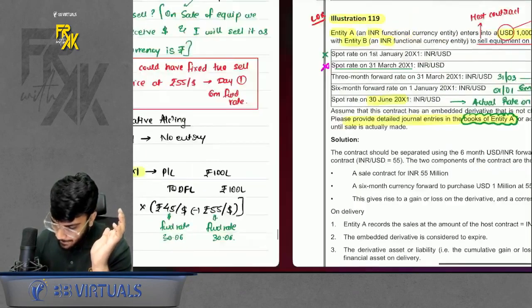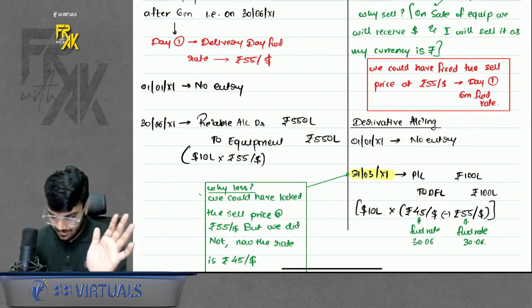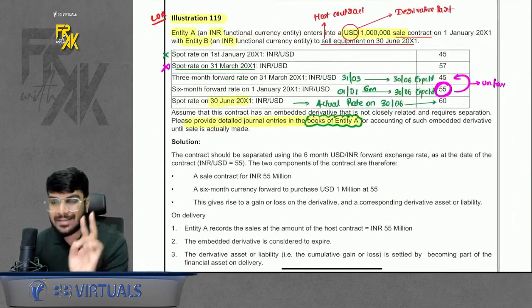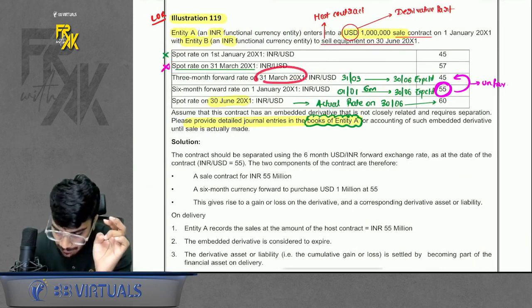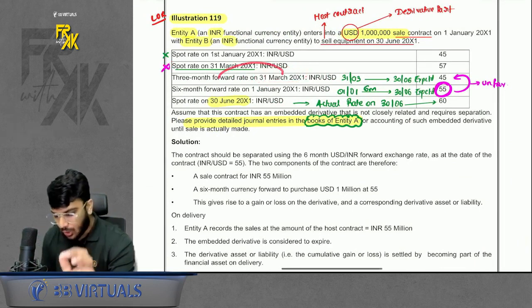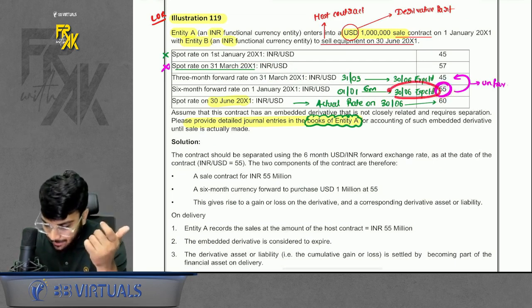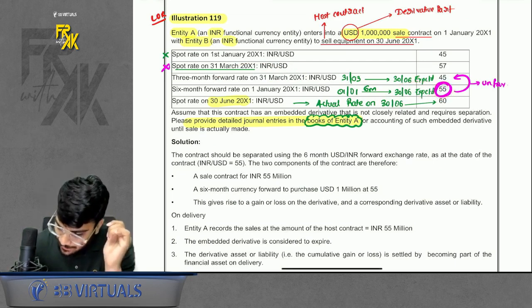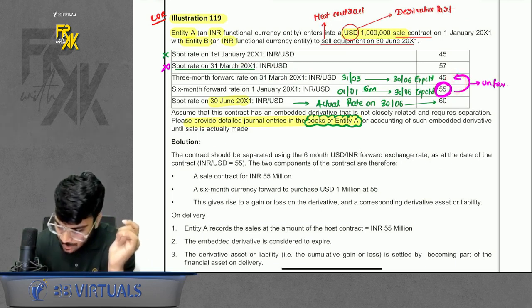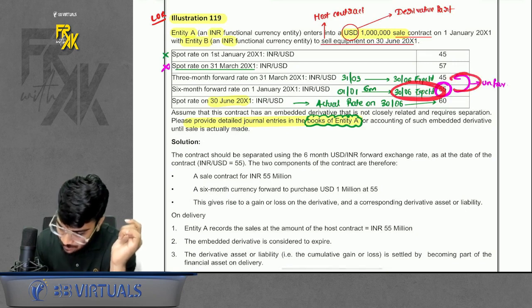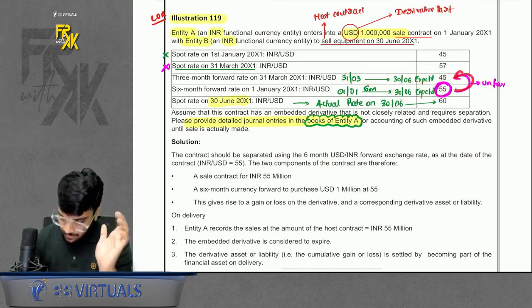How to compare? If you wanted, you could have fixed the selling price at 55. You did not fix it. Now two rates are given for 31st March. One is the 31st March spot rate and one is the 3-month forward rate for 31st March. Do remember, you are comparing 55. What is 55? It is the expected rate of 30th June. So compare the forward rate with the forward rate only. If this is 30th June's expected rate, compare it with this only, the forward rate of 30th June. So you will compare 55 with 45.